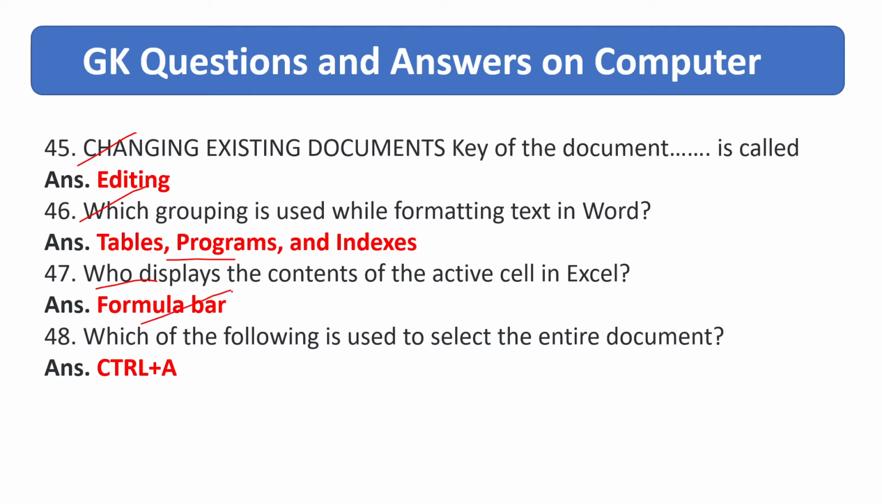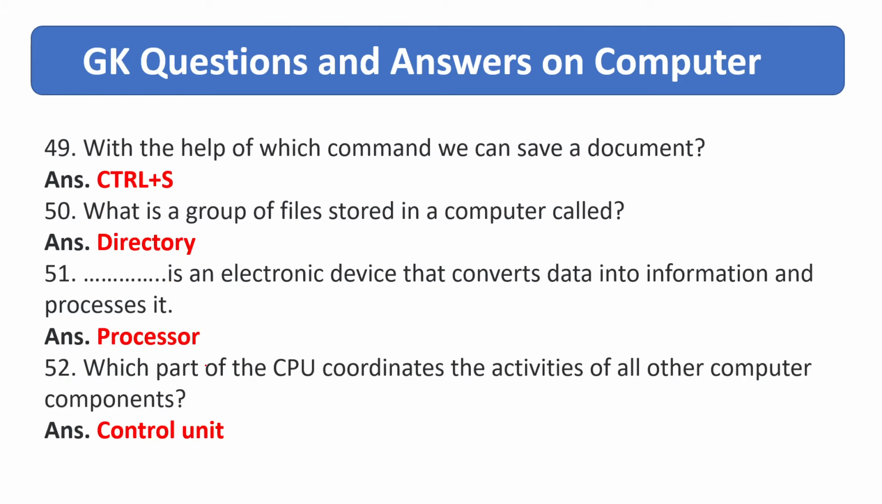Answer is formula bar. Which of the following is used to select the entire document? Answer is Control A. With the help of which command can we save a document? Answer is Control S. What is the group of files stored in a computer called? Answer is directory. What is an electronic device that converts data into information and processes it? Answer is processor. Which part of the CPU coordinates the activities of other computer components? Answer is control unit.